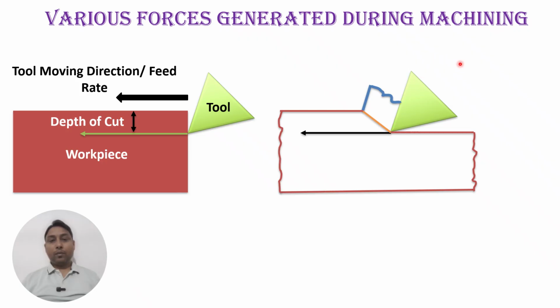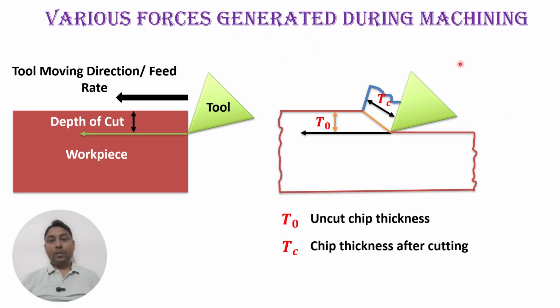Now this is the direction of cutting, and it is also representing the depth of cut as well as the thickness of the material before cutting, that is called T naught, the uncut chip thickness in technical language. Now after that, its thickness is increased, that is denoted by TC, called chip thickness after cutting. So we already discussed that the thickness of the chip is increased after cutting due to thermal expansion.